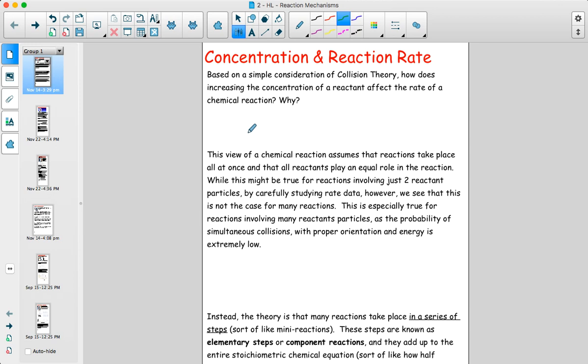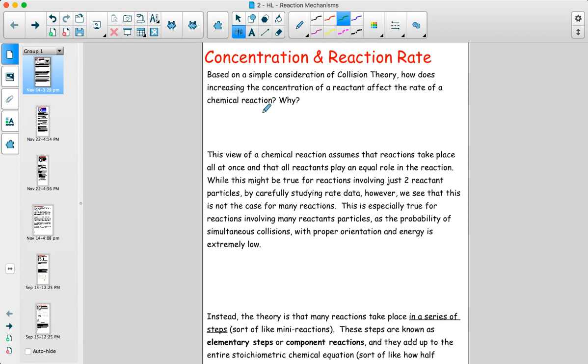So thus far, we've talked about collision theory and reaction rate, and that in order for a reaction to take place, reactant particles have to collide with enough energy and with the correct orientation in order to bring about a reaction. And so based on this, we would expect that increasing the concentration of any reactant should increase the chemical reaction in the same way, and that's just based on increasing the frequency of collisions.